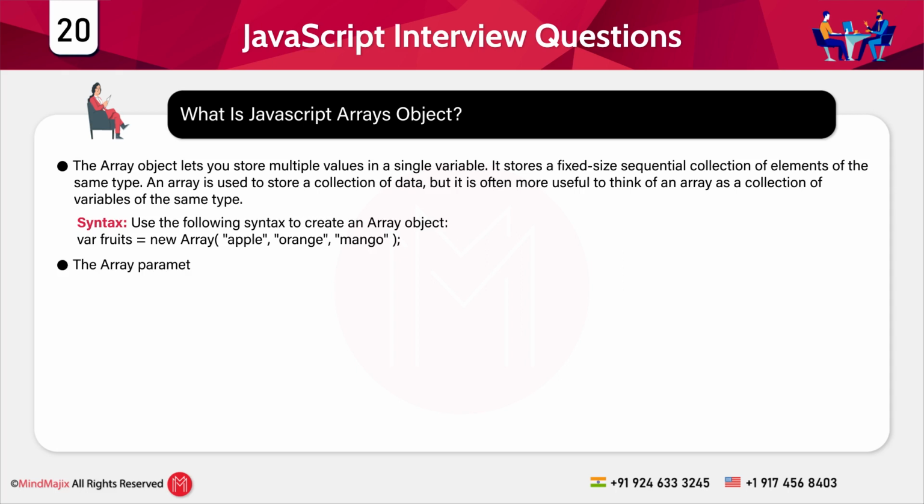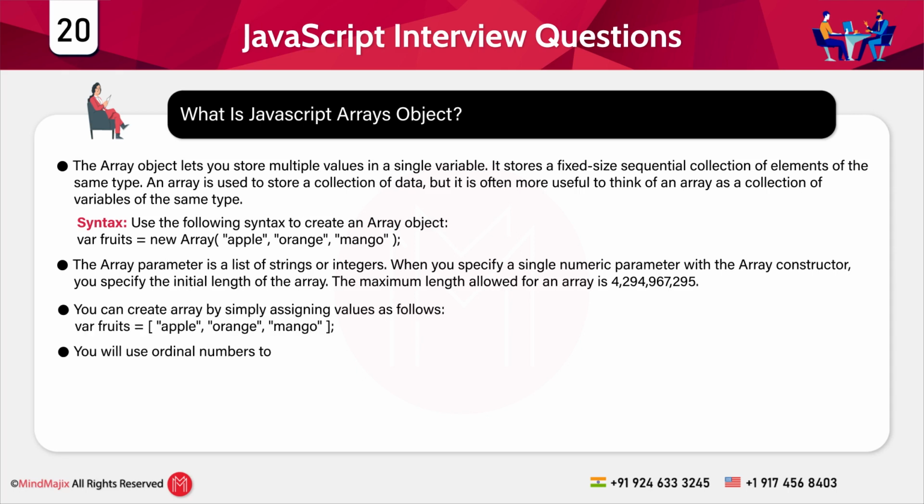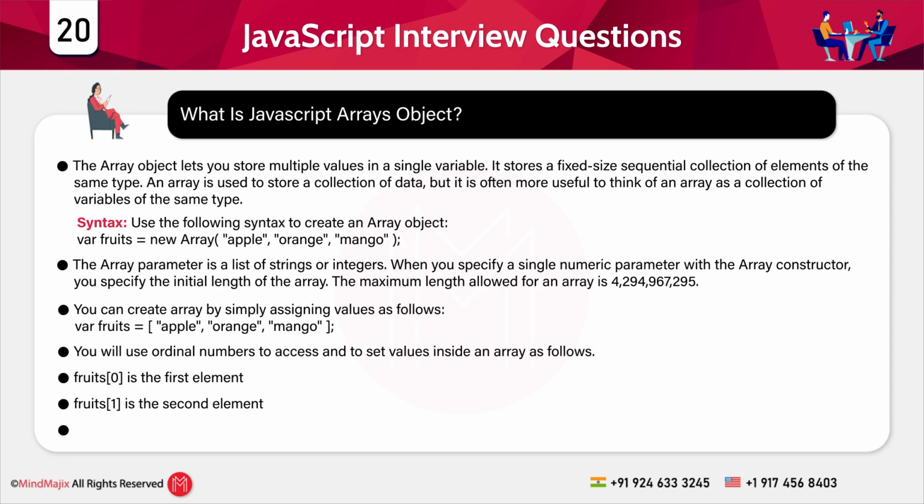The array parameter is a list of strings or integers. When you specify a single numeric parameter with the Array constructor, you specify the initial length of the array. The maximum length allowed for an array is 4,294,967,295. You can also create an array by simply assigning the values as follows: var fruits = ["apple", "orange", "mango"]; instead of using new Array, you write the values in square brackets. Here fruits[0] is apple, fruits[1] is orange, fruits[2] is mango.